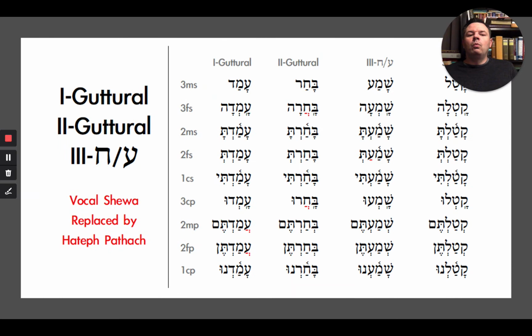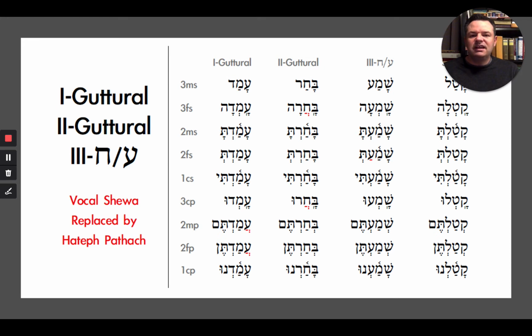So what we're going to see within each one of these, on the far right, you've got the qatal. It's a little bit cut off because of the circle for my lecture head. But you can see the first guttural. This is the pattern that's going to look like with the first guttural, second guttural, and then third chet or ayin.